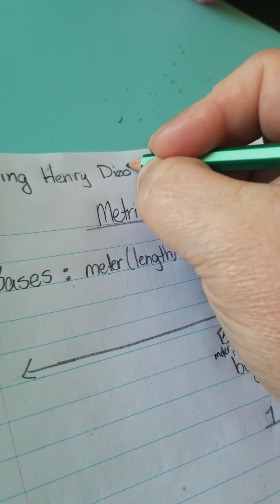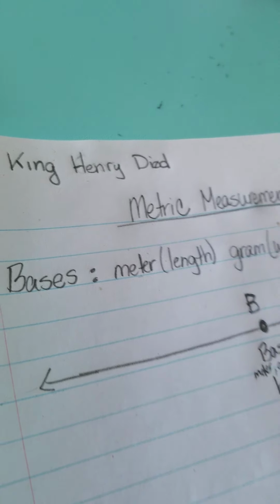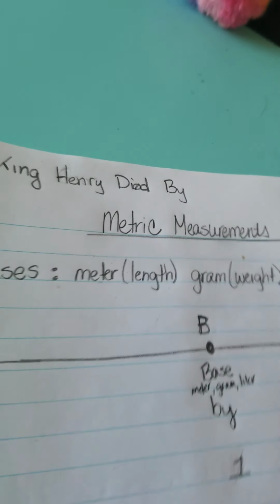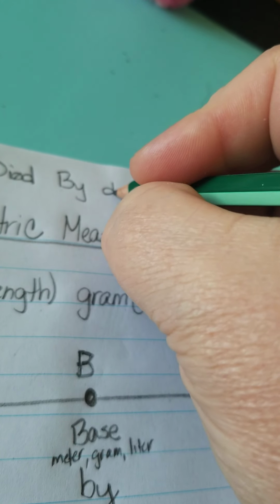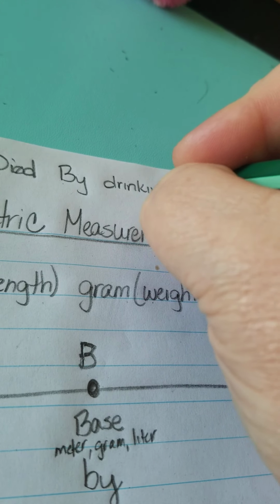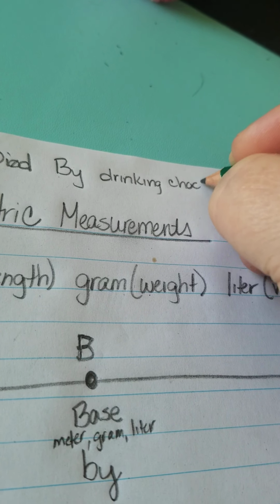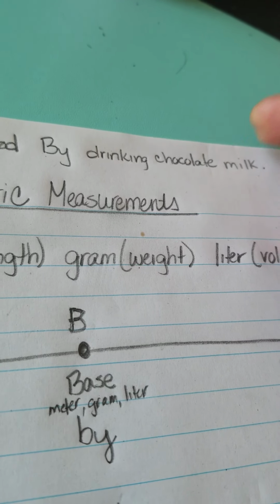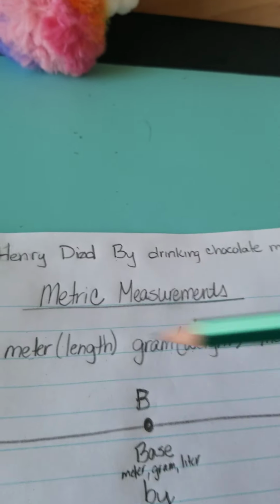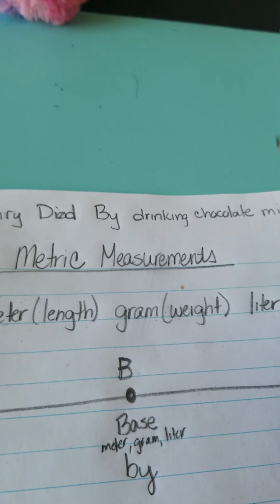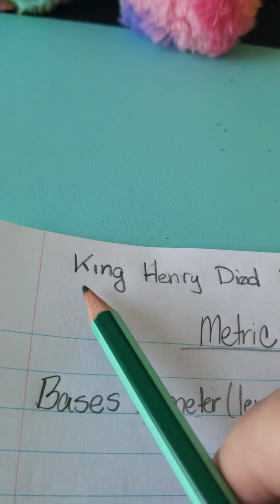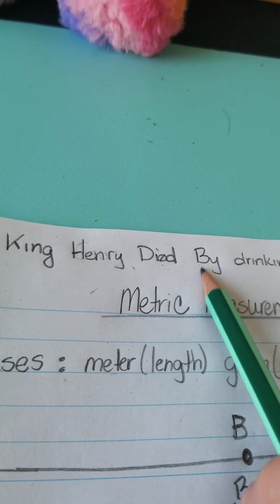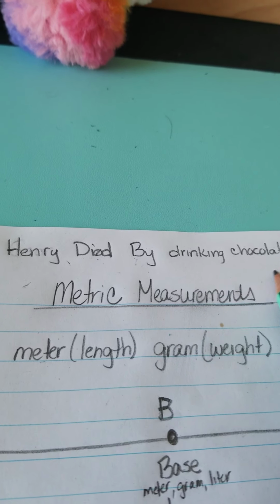King Henry died by drinking chocolate milk. All right. And you're probably already wondering, why is half my sentence in uppercase and the other half in lowercase? That's so I know. The uppercase, okay, go to the left of my B for base, and my lowercase go to the right.